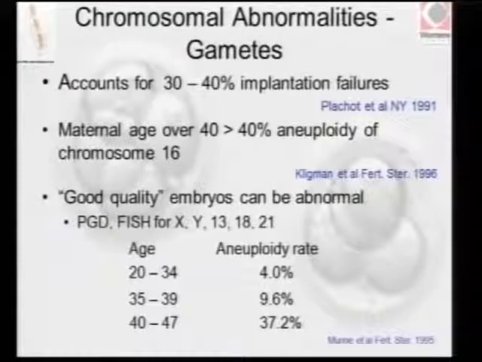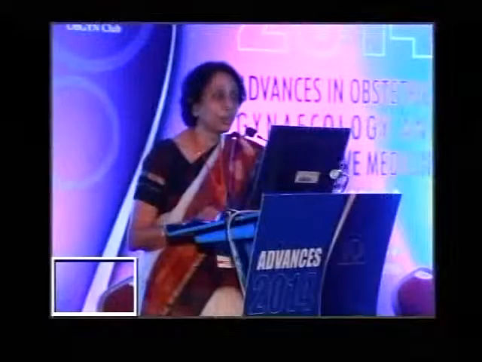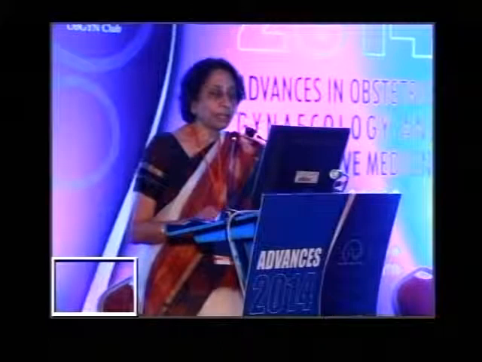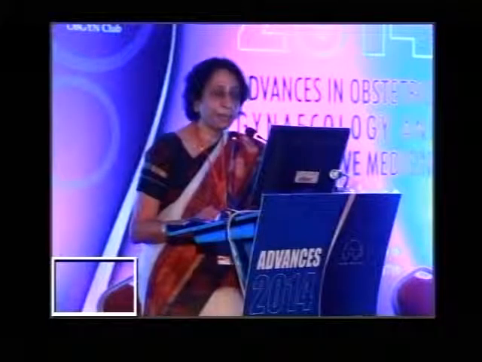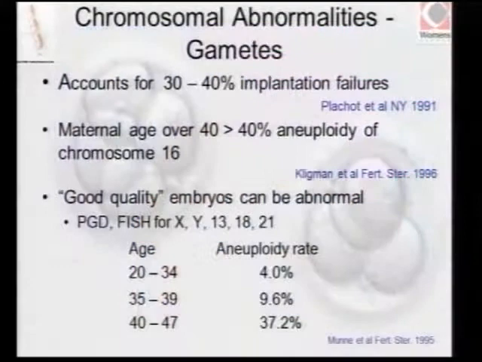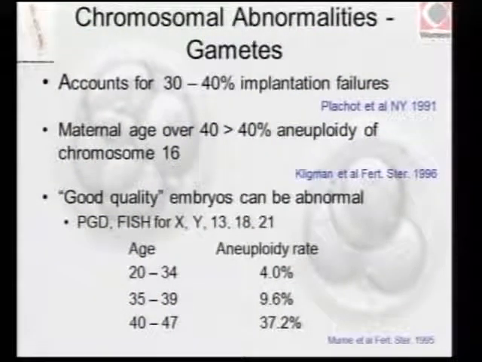And the commonest chromosome for some reason seems to be chromosome 16 that has this. So good quality embryos, what looks normal under the microscope, can also be abnormal chromosomally, and that's the main lesson that we have to take. The sperms that look normal under the microscope can be abnormal. The chromosome, the gametes, the embryos that look normal under the microscope can also be abnormal.